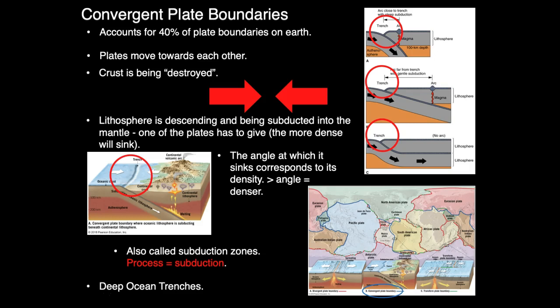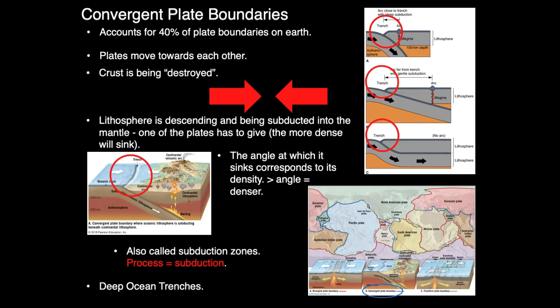So about 40% of all plate boundaries on Earth are of this kind as well. So 40% were divergent plate boundaries, 40% convergent plate boundaries, which leaves about 20% to be the transform plate boundary, which we'll look at later on.